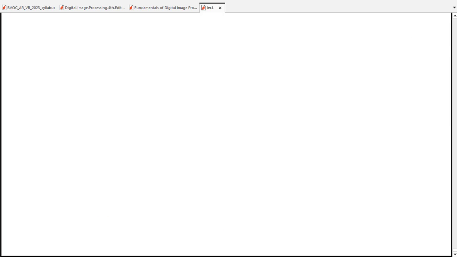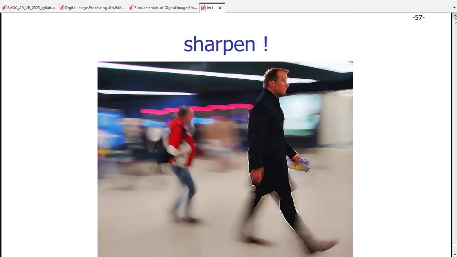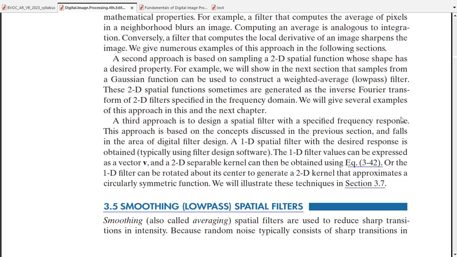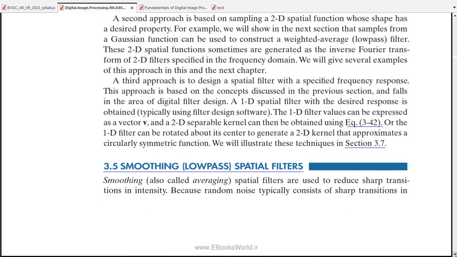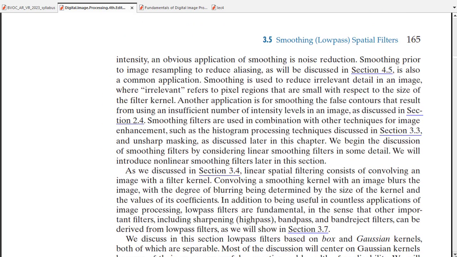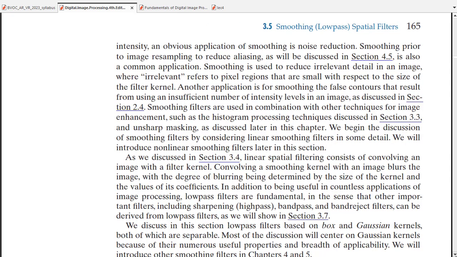In Rafael Gonzalez's book, he says the smoothing spatial filters are also called averaging filters, especially the mean and median filters. The mean or averaging helps in reducing noise, that is, removing unwanted, irrelevant information from the particular feature. That is the help of smoothing applications.